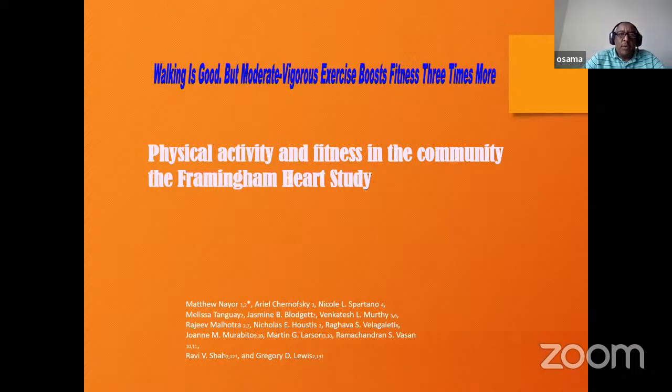Here's the study: walking is good, but moderate to vigorous exercise boosts fitness 3 times more. The study was done by Matthew Nayor and his team. The topic is physical activity and fitness in the community, the Framingham Heart Study.